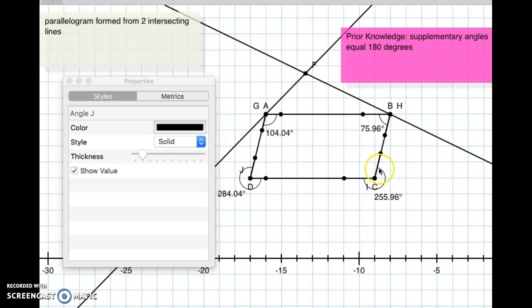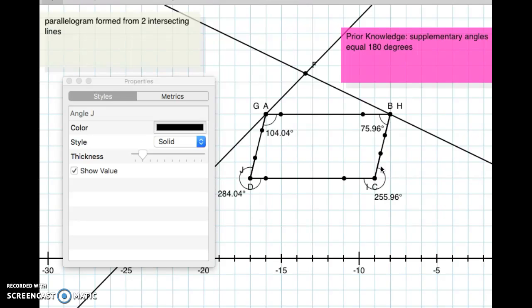And likewise, they could do the same thing here. This circle that is being made sums up to be 360. So if they subtracted the 255.96, they should get about 104.04. And then they could check that out.